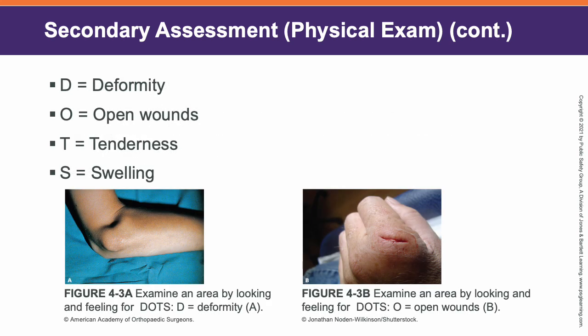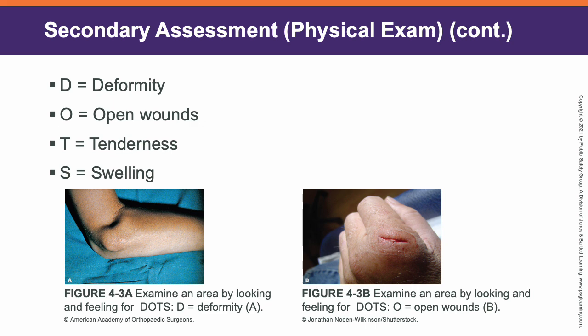All right. This is also a quiz question. Make sure you understand what DOTS stands for, the acronym DOTS, okay? When doing our physical exam, this is our guide. These are the things we're looking for. We're looking for deformity, open wounds, tenderness, and swelling, okay? Deformity, meaning look at this elbow. This is a dislocated elbow because your normal elbow does not look like that, okay? Open wounds, that's an open wound. It's an open cut, okay?